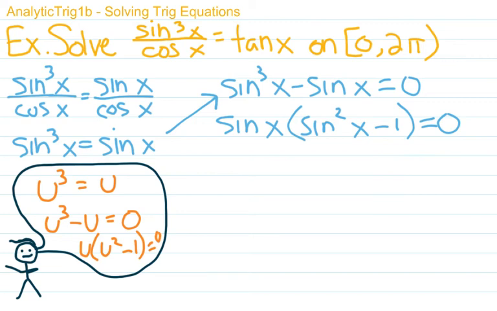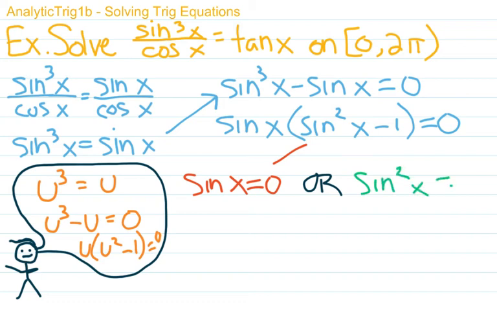Okie dokie then. That means that, here goes, let's do something in red. Sine x equals 0, or sine squared x equals 1. I just did a quick solving of this right one here for sine squared x equals 1. So now we have two equations that we're solving. Instead of one big equation, we have two smaller equations, sine x equals 0 and sine squared x equals 1, which means that if you take the square root of both sides, you get sine x equals positive or negative 1.